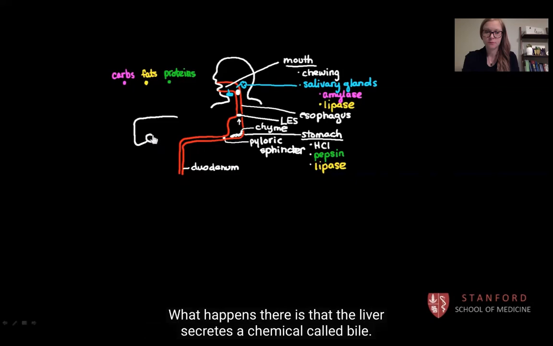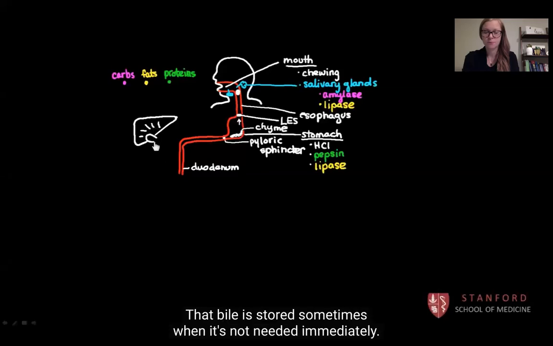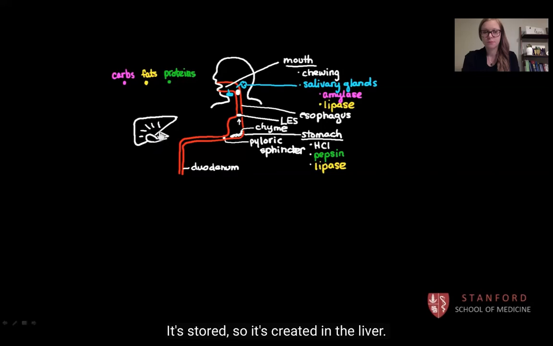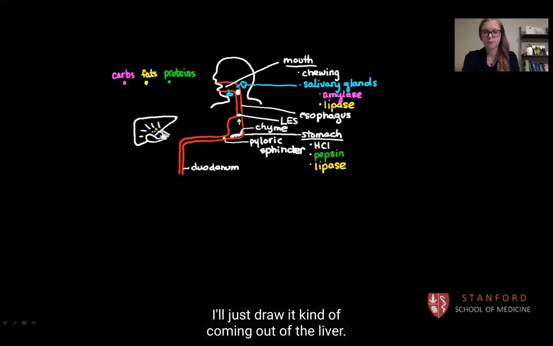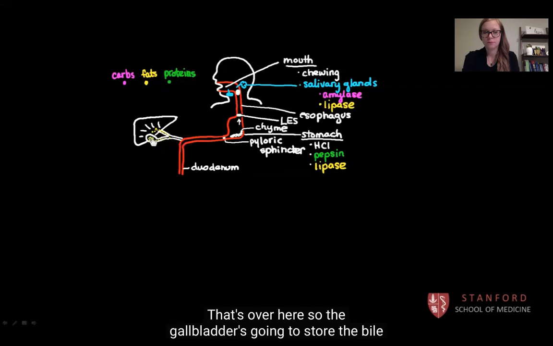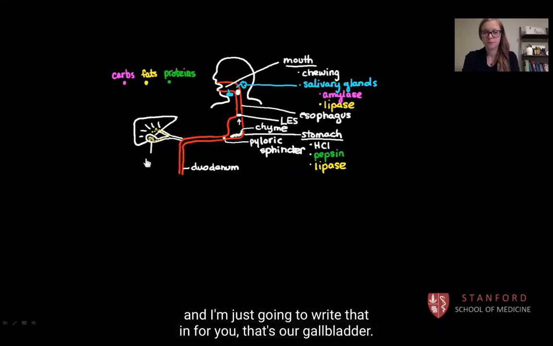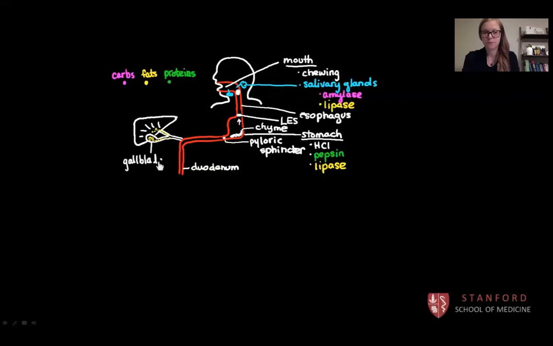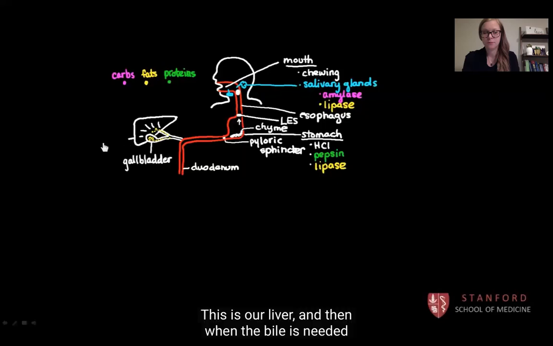And what happens there is that the liver secretes a chemical called bile. And that bile is stored sometimes when it's not needed immediately. It's created in the liver, and I'll just draw it kind of coming out of the liver. And then it actually is stored in a small organ called the gallbladder. That's over here. So the gallbladder is going to store the bile. I'm just going to write that in for you. That's our gallbladder. And this is our liver.